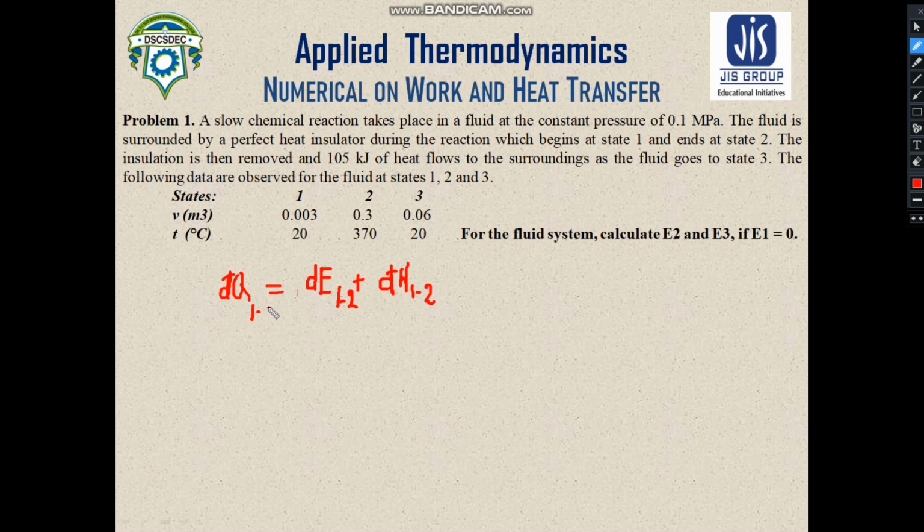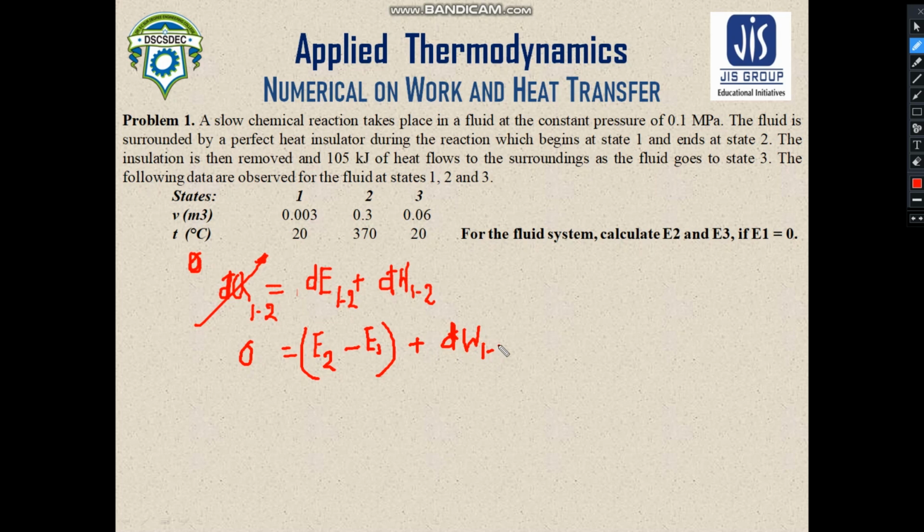Now I have already mentioned that the process 1 to 2 is an adiabatic process, so there is no heat transfer, so this becomes 0. Now we can write this dE1 to 2, that is the change of internal energy, as E2 minus E1. So 0 is equal to E2 minus E1 plus dW12.